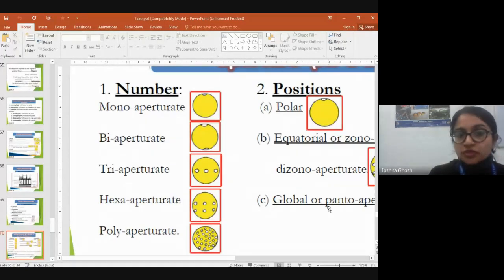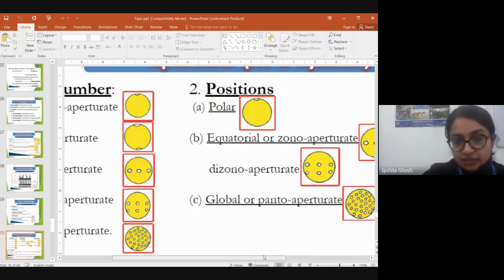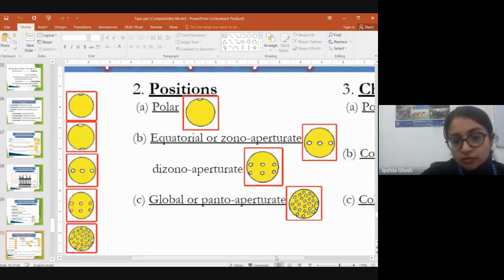Okay, so monoaperturate means one. Biaperturate shows the presence of two apertures. Triaperturate means presence of three apertures. Hexa means six. The numerical term hexa means six, whereas poly again means multiple. Okay, so the diagram itself is very clear. It explains the number of apertures, and based on that it has been categorized. Now what about the positions?